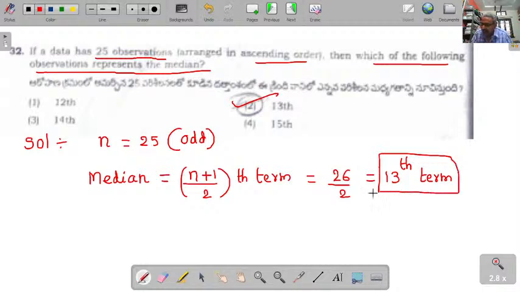Yes, 13th observation, right? 25 plus 1 by 2, 13. Absolutely correct, Manikanta. Yes, 13th observation. Ganesh Palakollu, yes, right.